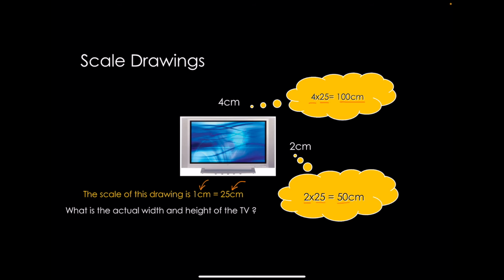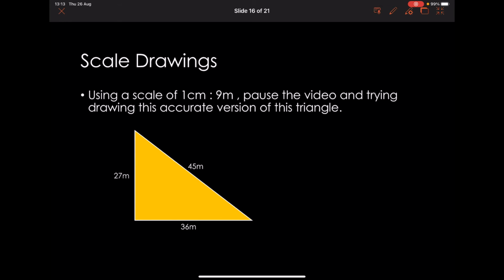Now then, another thing that you might be asked to do is draw an actual scale drawing. Okay, so that's what we're going to do next. So for example, this question says, using a scale of 1 centimetre equals 9 metres, pause the video and try drawing this accurate version of this triangle. Okay, so what you've got to do there is think about, how can I draw that triangle using this scale?